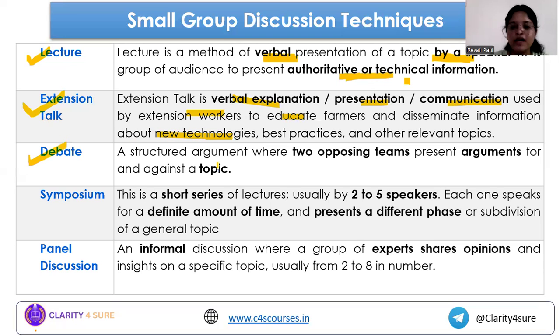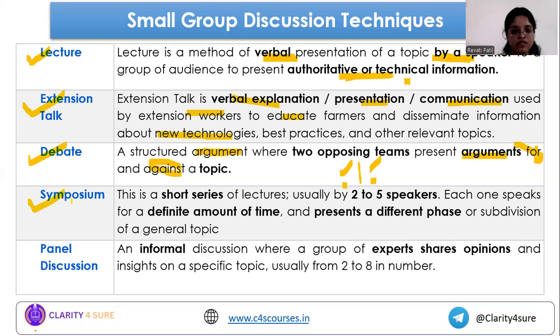Next is debate. Debate is a structured argument of two opposing teams to present arguments for and against the topic. The topic is, for example, chemical farming versus organic farming. So the two opposite teams will present the pros of each method, and they will argue to justify their side of the topic. So that was debate.